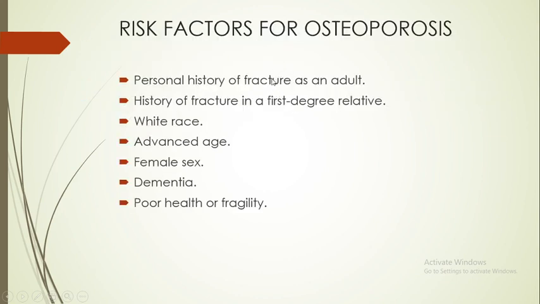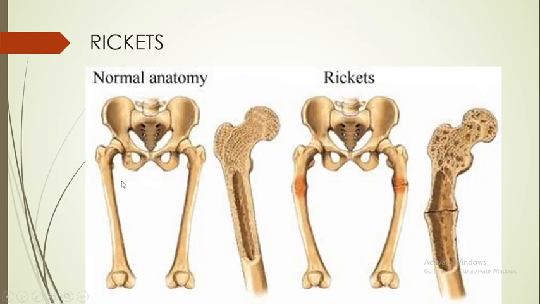Then what are the risk factors for osteoporosis? Personal history of fracture as an adult, history of fracture in a first degree relative, being of the white race, advanced age, female sex, breastfeeding, dementia, poor health or fragility. Those are the risk factors for osteoporosis.